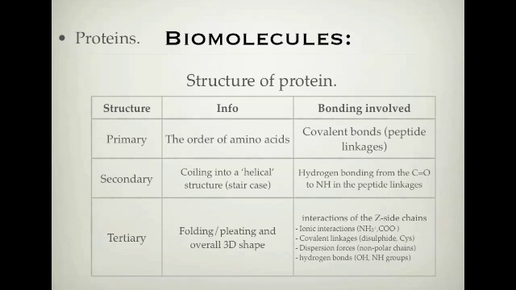So there's the structure of the proteins: your primary structure, just simply the order held in place by strong covalent peptide linkages. Your secondary structure, which is your coiling into a spiral, and that is hydrogen bonding between peptide linkages. And your tertiary structure, which is your overall folding and pleating, which is interactions from your Z side chain. So the side chains in your molecule are interacting and making your tertiary structure happen.